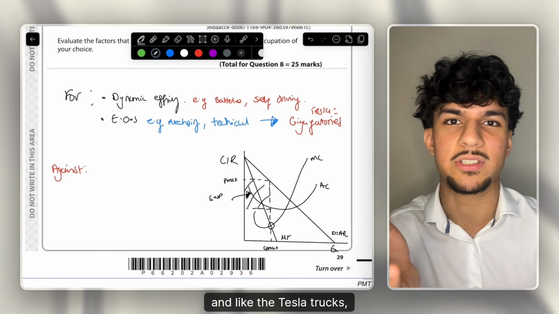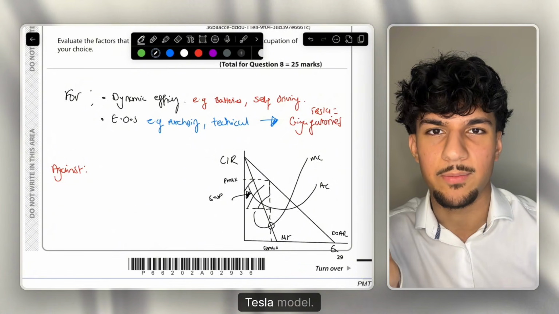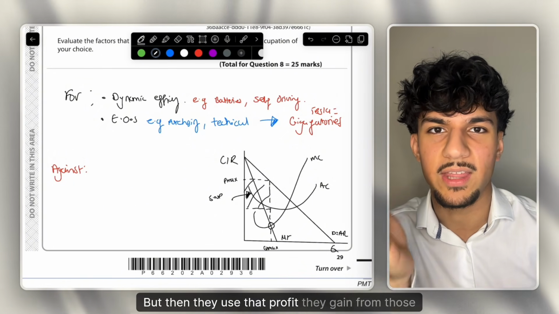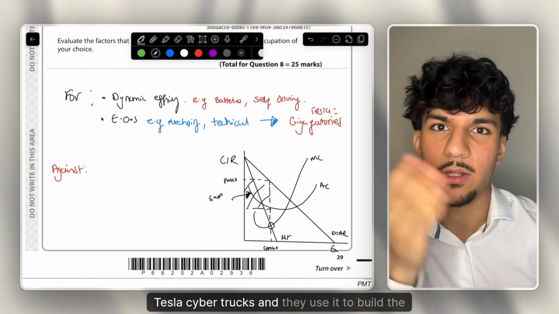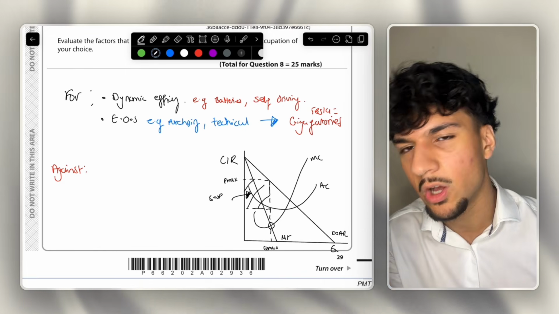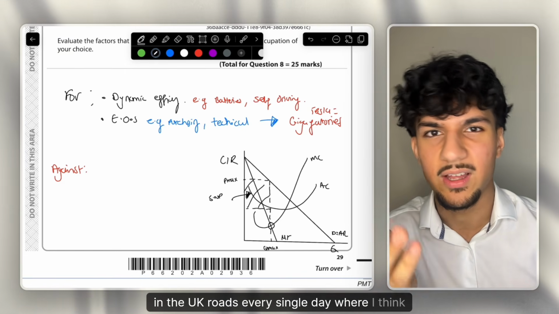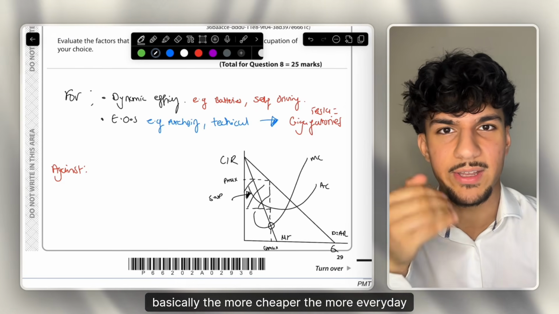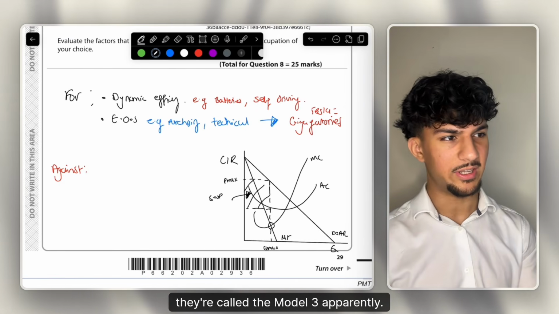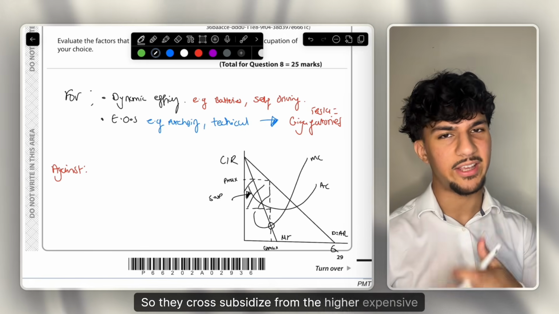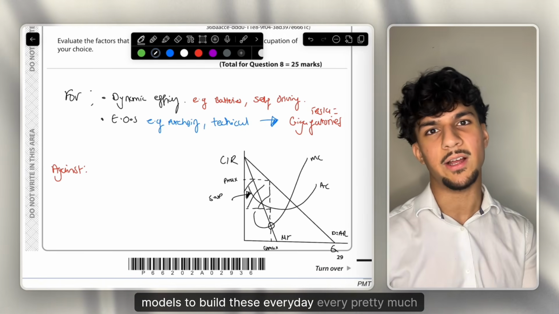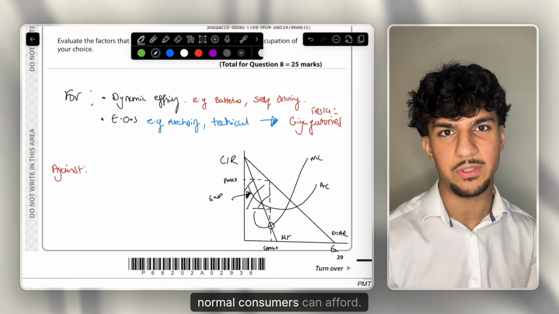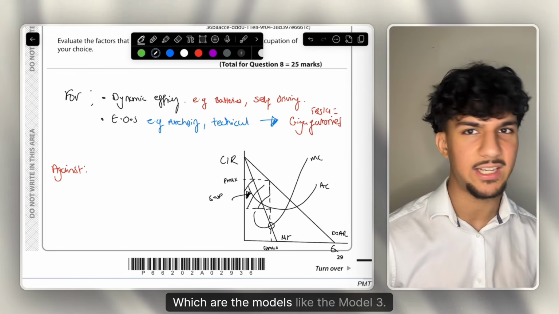Like the Tesla trucks, the Cybertrucks, a very expensive Tesla model, but they use the profit they gained from those Cybertrucks to build the cheaper models, which you see on UK roads every single day. I think they're called the Model Y, something like that, the cheaper, more everyday alternative. They're called the Model 3 apparently. So they cross-subsidise from the higher-priced models to build these everyday models that pretty much normal consumers can afford, like the Model 3.